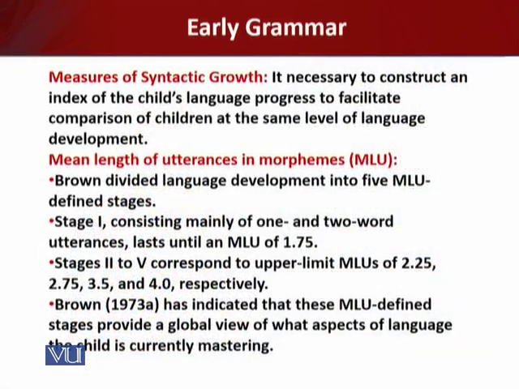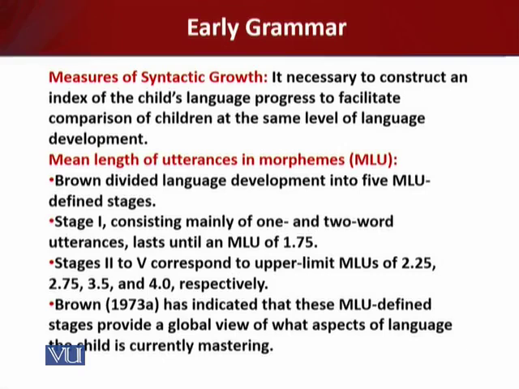Now, in early grammar, we see the measures of syntactic growth. Researchers have found that it is necessary to construct an index of the child's language progress to facilitate comparison of children at the same level of language development. One can think that a child's chronological age is a good enough index, but there are considerable differences in children's rate of language development. In fact, two children at the same age may display very different language skills.